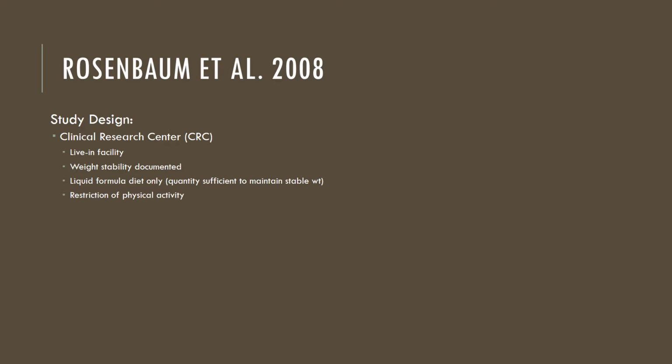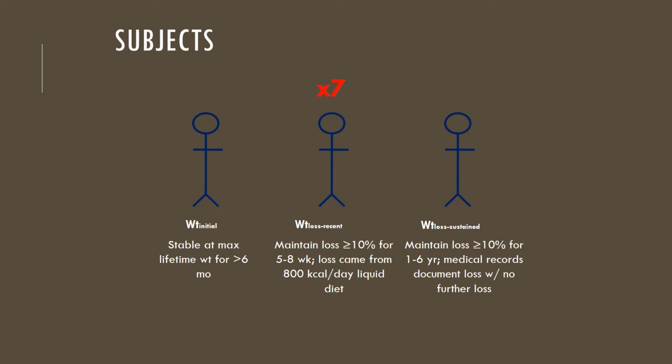There's another interesting study that was done at a clinical research center. This is a live-in facility where people would actually go. It's a hospital-like environment. They would go live at this facility to be in a research study. They were paid to do this. What they did is they gave them a liquid diet only. They calculated an amount that was sufficient to maintain a weight stable. They restricted their physical activity. And so what they wanted to do was see what happened to their metabolic rate.